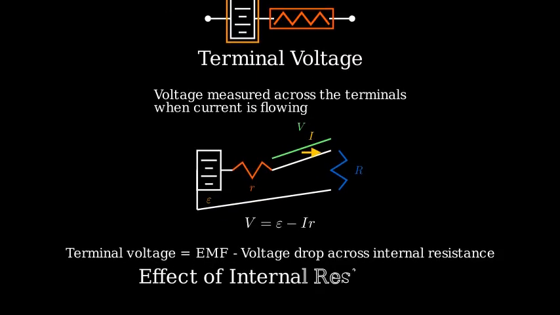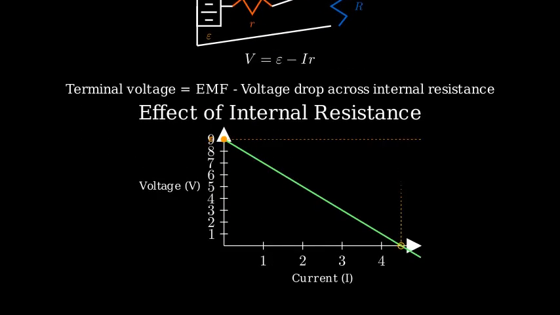Let's understand the effect of internal resistance on a cell's performance. When current flows, there's a voltage drop IR across the internal resistance. At high currents, this voltage drop becomes significant, reducing the terminal voltage. When no current flows, in an open circuit, the terminal voltage equals the EMF.